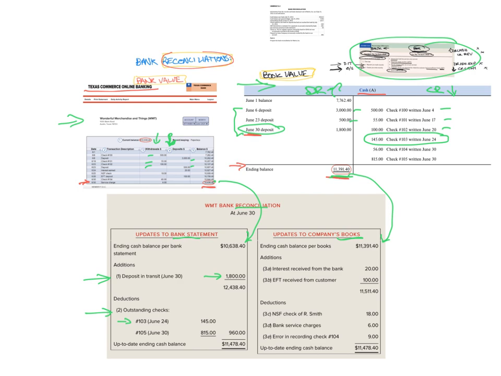And then we'll keep going down. The 56, check 104. We do have check 104 here, but it looks like the amount's written for 65, not 56. So it seems like someone inverted the numbers there. So that looks to be an error. Move on to the next one, 815. This was written on June 30th. That one does not show up in the withdrawals, so that would be another outstanding check, and it makes sense. It hasn't yet been cashed because we're doing this as of June 30th. So these two are outstanding checks.